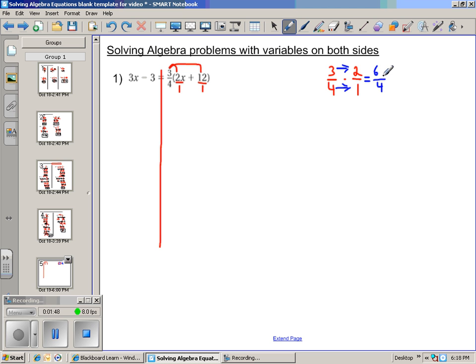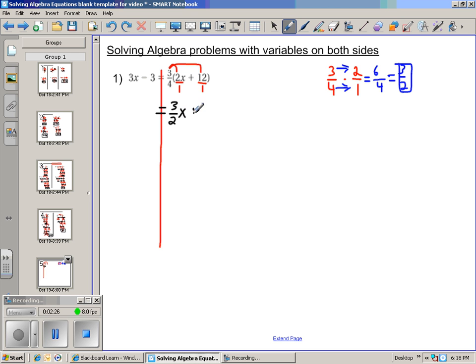Well, I don't like to leave 6/4 as it is. I like to reduce that. They're each divisible by 2. So 6 divided by 2 will give me 3, and 4 divided by 2 will give me 2. So this is our first product of 3/4 times 2 over 1. So if we go back here, the first result of our distributive property is going to give us 3/2 times x. And I like to write the x right next to it.